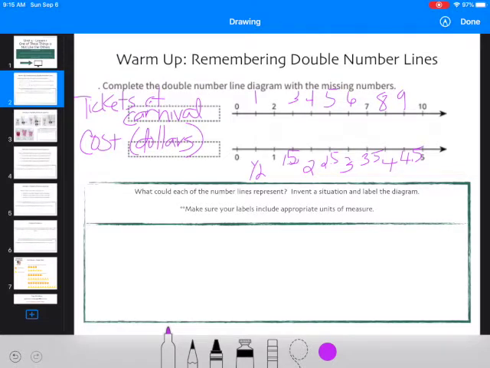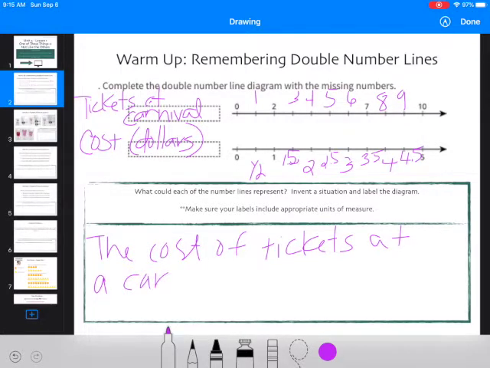a unit of measure. So it says, what could each of the number lines represent? So the cost of tickets at a carnival are 50 cents each. And it's a proportional relationship because it goes up by the same factor. It counts by that same number.